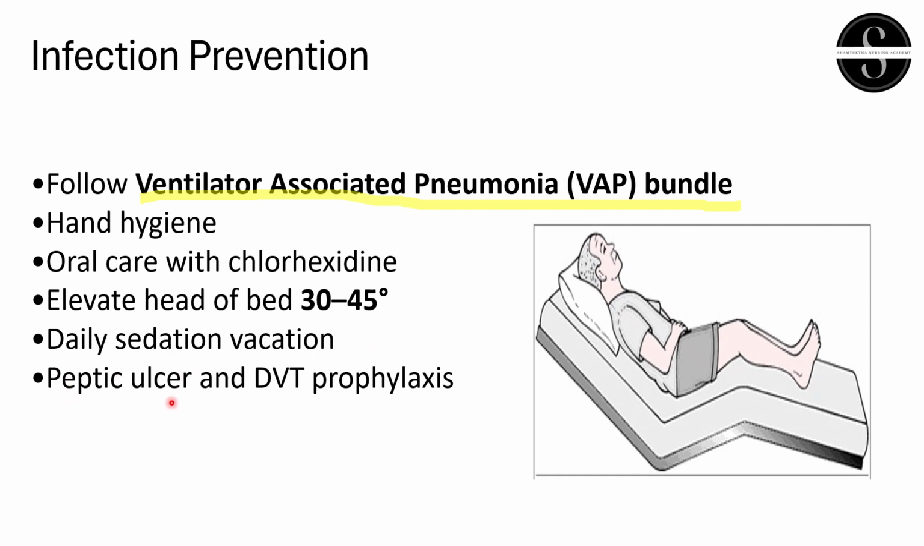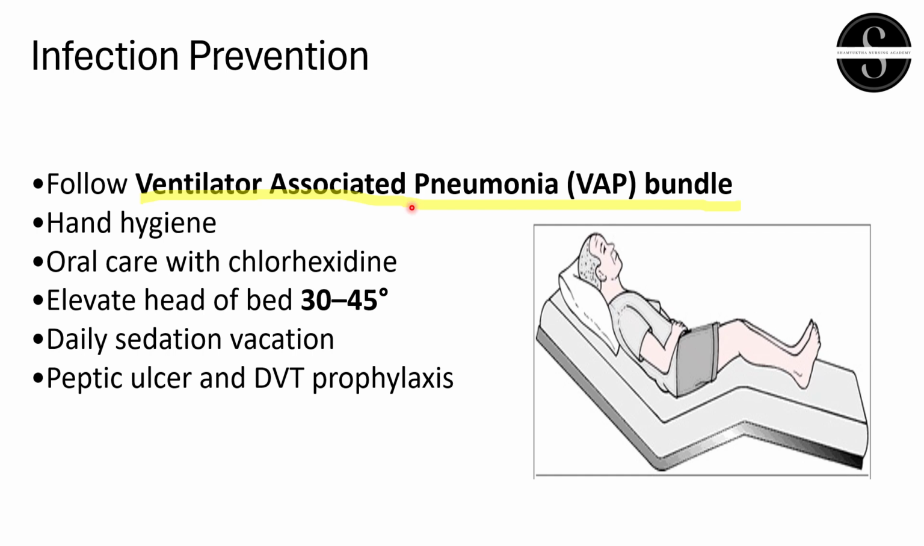And then peptic ulcer and DVT prophylaxis, very important. For stress ulcer prophylaxis, we have to put the patient on pantoprazole or omeprazole etc. in injection format. And for DVT prophylaxis, we have to make the patient wear elastic TED stockings, because if the patient is on a ventilator, they will be bedridden. So what will happen? Venous stasis in the lower extremity will be there. In order to prevent that, as a part of DVT prophylaxis, we have to start the patient on Clexane and put the patient on elastic TED stockings. These are all the preventive aspects for ventilator associated pneumonia.